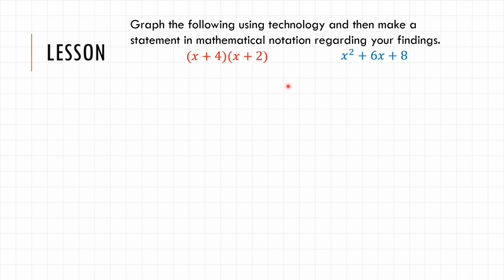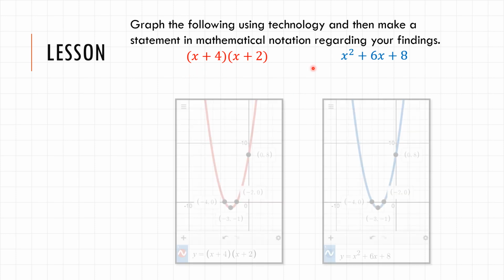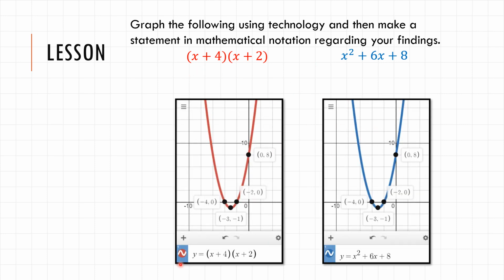Okay, so hopefully you got to see that these two graphs create something like this. This is y equals x plus 4 times x plus 2, and this is y equals x squared plus 6x plus 8. What do you notice? What is your statement in mathematical notation regarding what you found out here? Hopefully you saw that this graph looks the same as this graph. Look, all the points are the same: 0, 8; 0, 8; negative 2, 0; negative 2, 0. All of these points are the same.